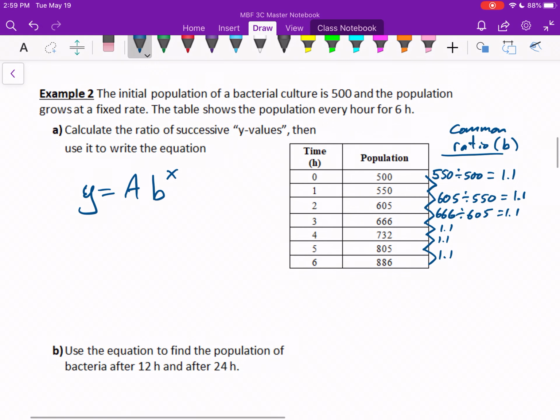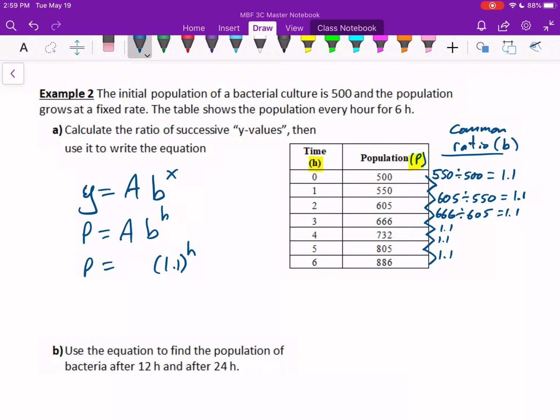Let's change the variables a bit. Let's say h for time, because that's already there, instead of x. And let's call the population p. So if we do that, then the form of the equation is now going to be p equals a times b to the h. But we still need to know what a and b are. So I already said the common ratio, b, was 1.1. Let's leave a space for a. So we got 1.1 to the h.